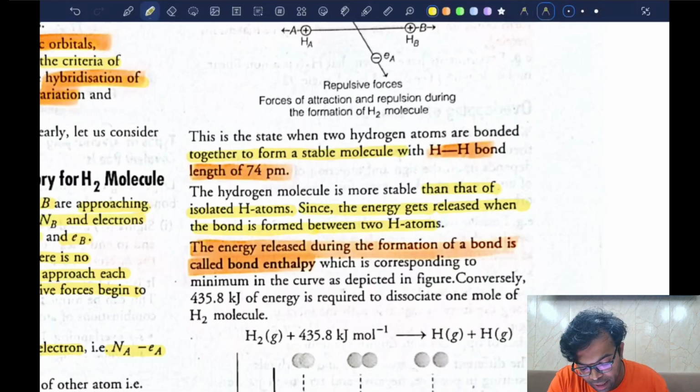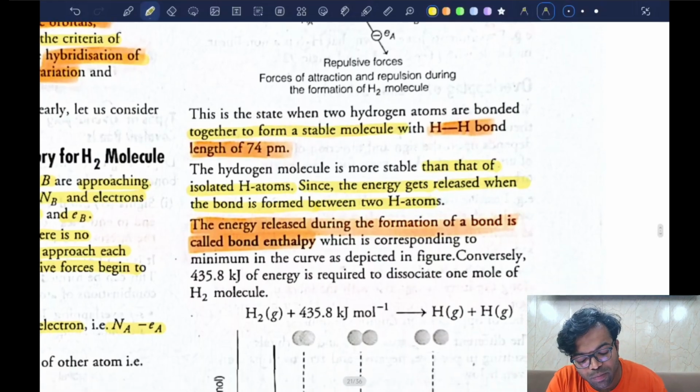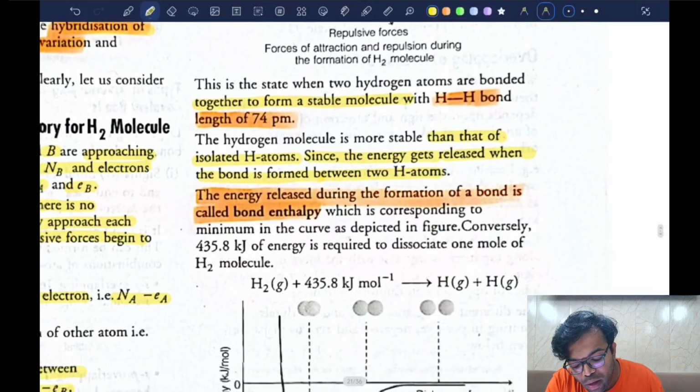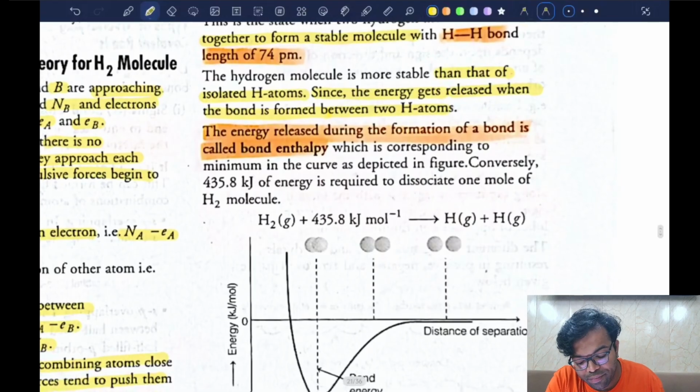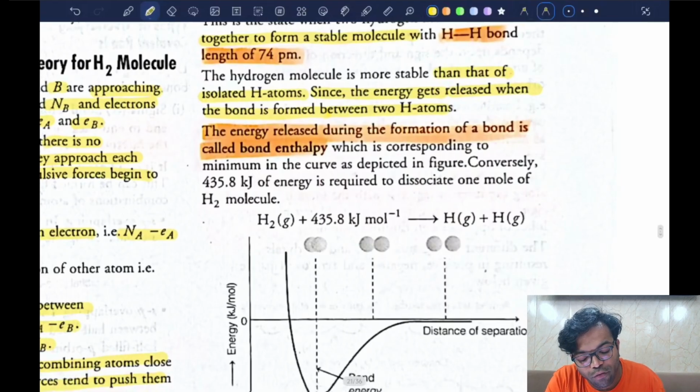So the hydrogen molecule is more stable than the isolated hydrogen atoms since energy gets released when the bond is formed between the two hydrogen atoms. The energy released during the formation of a bond is called the bond enthalpy. Bond enthalpy is the amount of energy released when the bond is formed, which corresponds to the minimum in the curve as depicted in the figure. Conversely, 435.8 kilojoules of energy is required to dissociate 1 mole of H2 molecules.